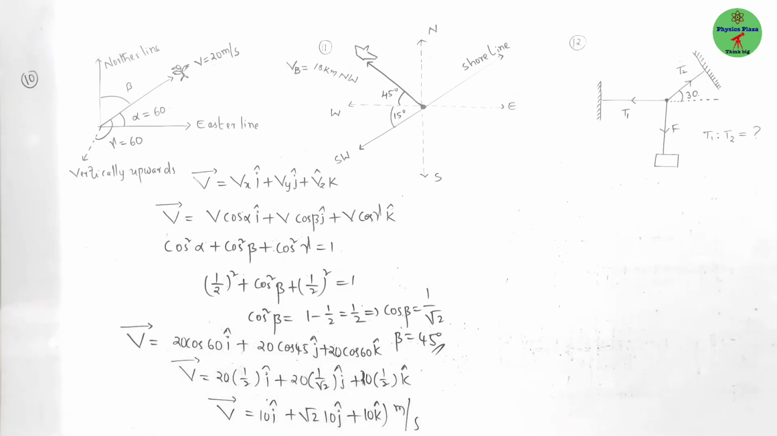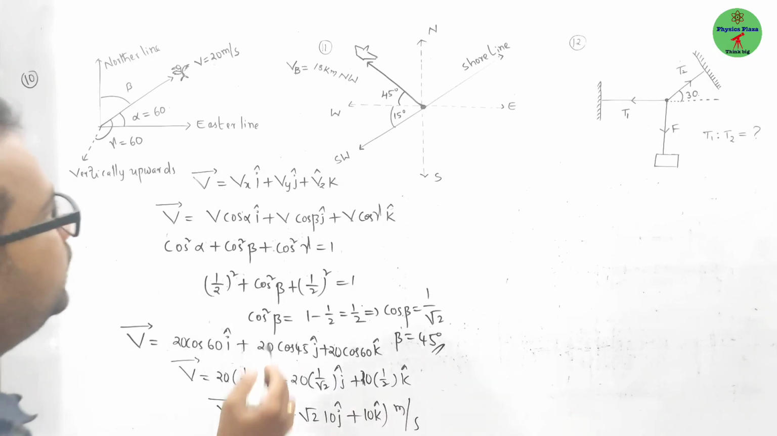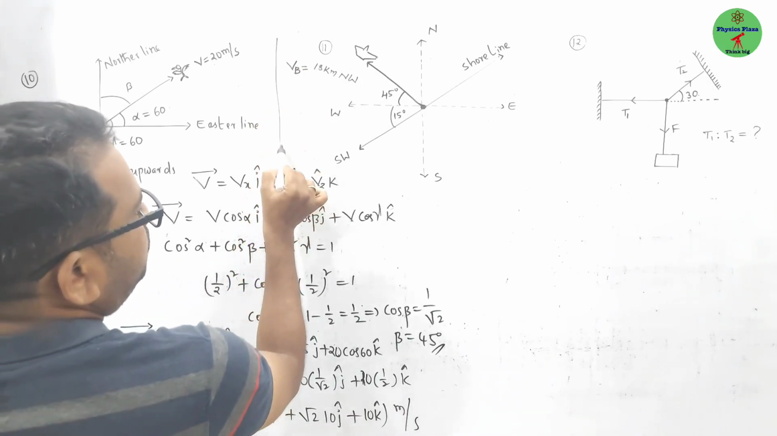Is it clear? Are you able to see? Yes, you are able to see that. Fine. Have you copied this? Okay. Now come to the next numerical. It's one more wonderful numerical.